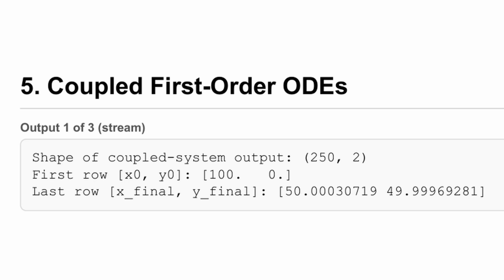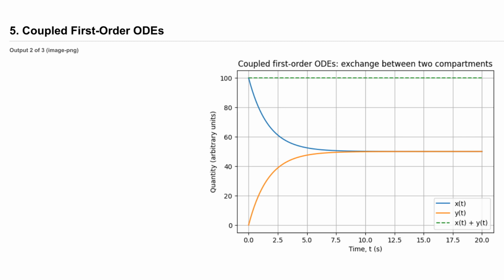The output shows our solution array has 2 columns, one for each variable. It confirms our initial conditions and shows how the quantities balance out to 50 units each by the end of the simulation. The plot visualizes this exchange nicely. One compartment loses quantity, while the other gains it until they reach equilibrium.